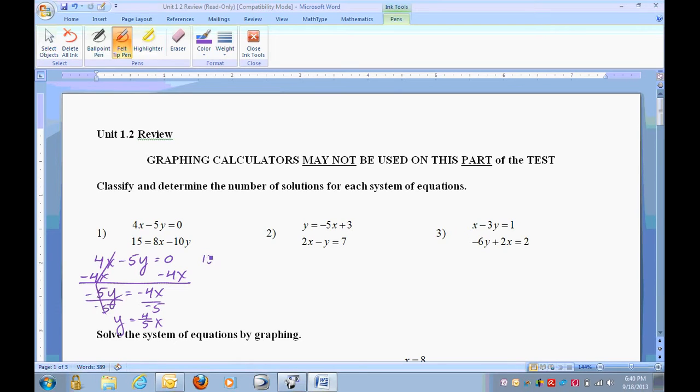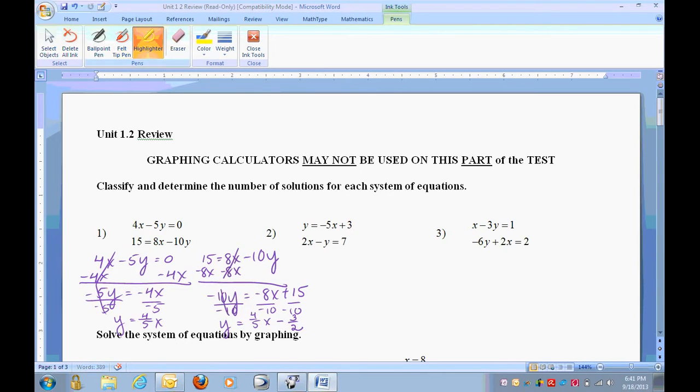Okay, my second equation, I can solve for y by subtracting 8x from both sides first. And I end up with negative 10y equals negative 8x plus 15. Then you divide everything by negative 10, and you end up with y equals 4 over 5x minus 5 over 3. I'm sorry, minus 3 over 2.